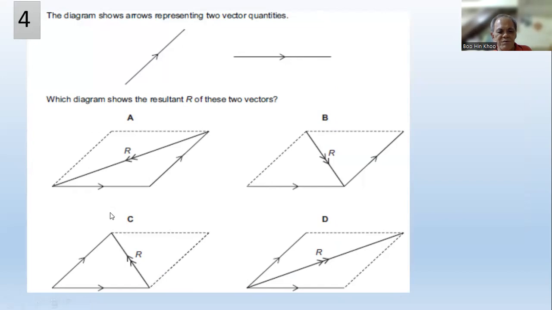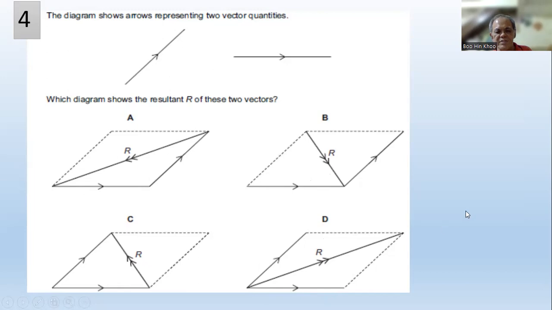If you use the triangle rule, you draw this one first, then draw that one, and this is the wrong direction. Right? So this one doesn't make sense. This one is also wrong. So the only answer is this one.